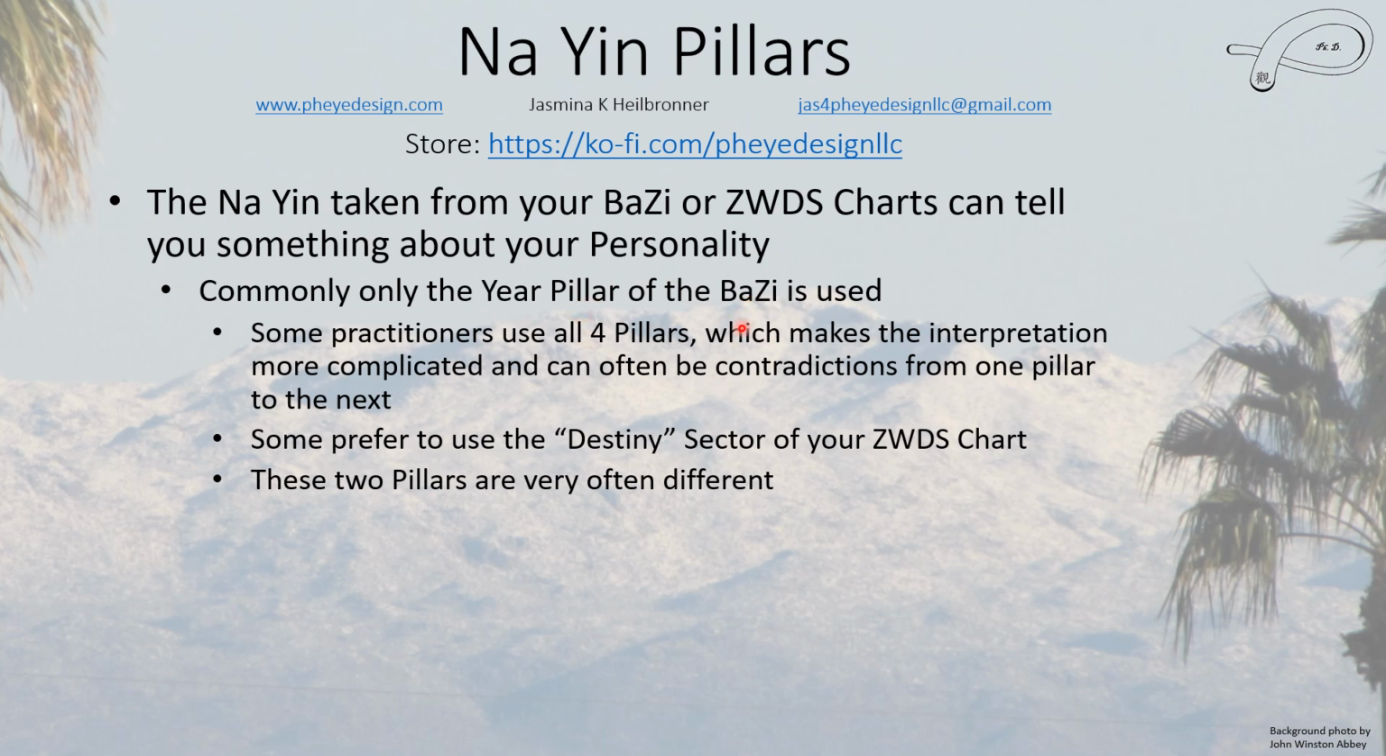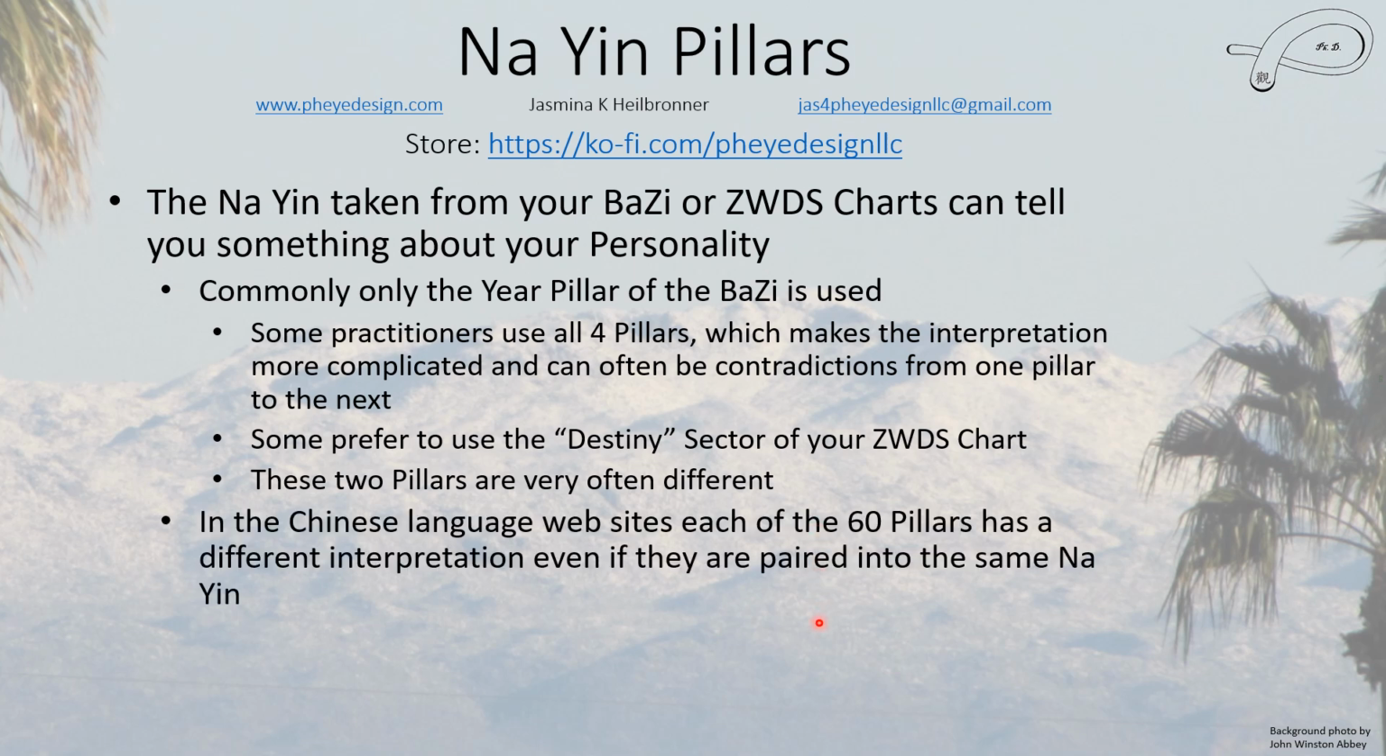Now, these 2 pillars, the pillar from your Ziwei Doshu chart and any one of your pillars in your Batsa chart, they can be different. In fact, for me, of course, I have 4 different, I don't have any similar pillars in my Batsa chart. And my Ziwei Doshu, the destiny, is yet another one. So I have nothing that's in common. And I don't know how often that is, but it can be 5 different things you might look at, which is a little bit crazy when one of them is hard enough.